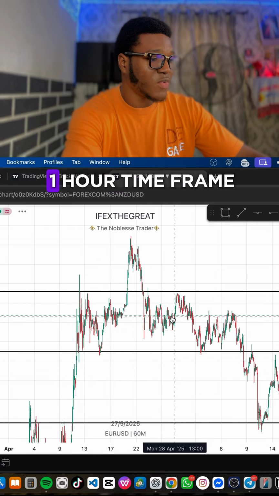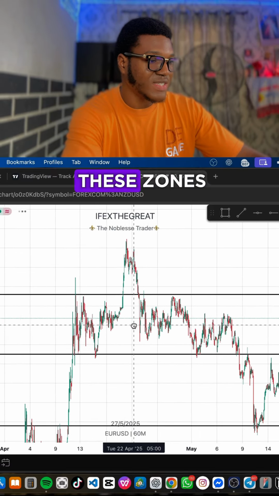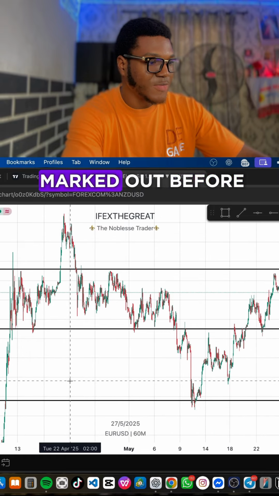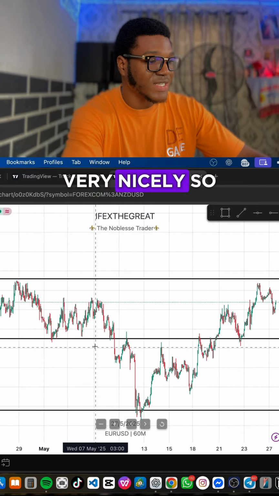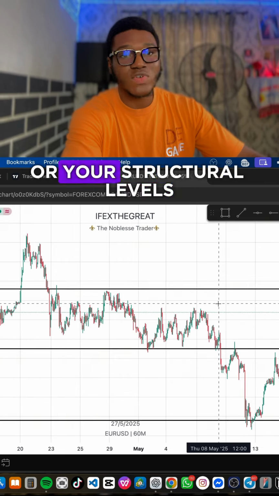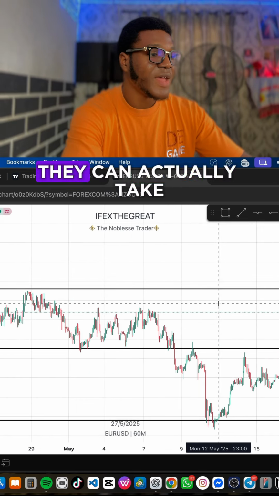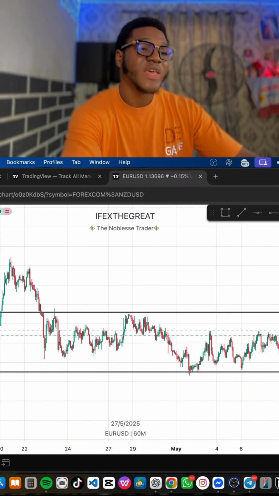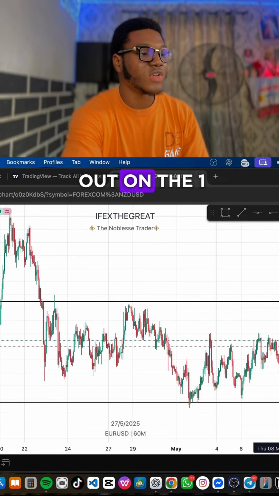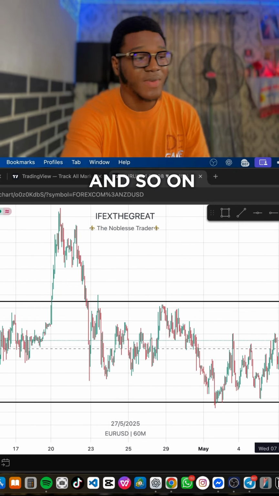So looking at the 1-hour time frame, you can see how the market has been respecting these zones very nicely. Even the ones we marked out before, the market respected them very nicely. So always mark out your support and resistance zones or your structural levels on the 4-hour time frame. Then you can take your trades on the 1-hour time frame. If you're a lower time frame trader, you can mark them out on the 1-hour time frame and take them on the 15-minute time frame, and so on.